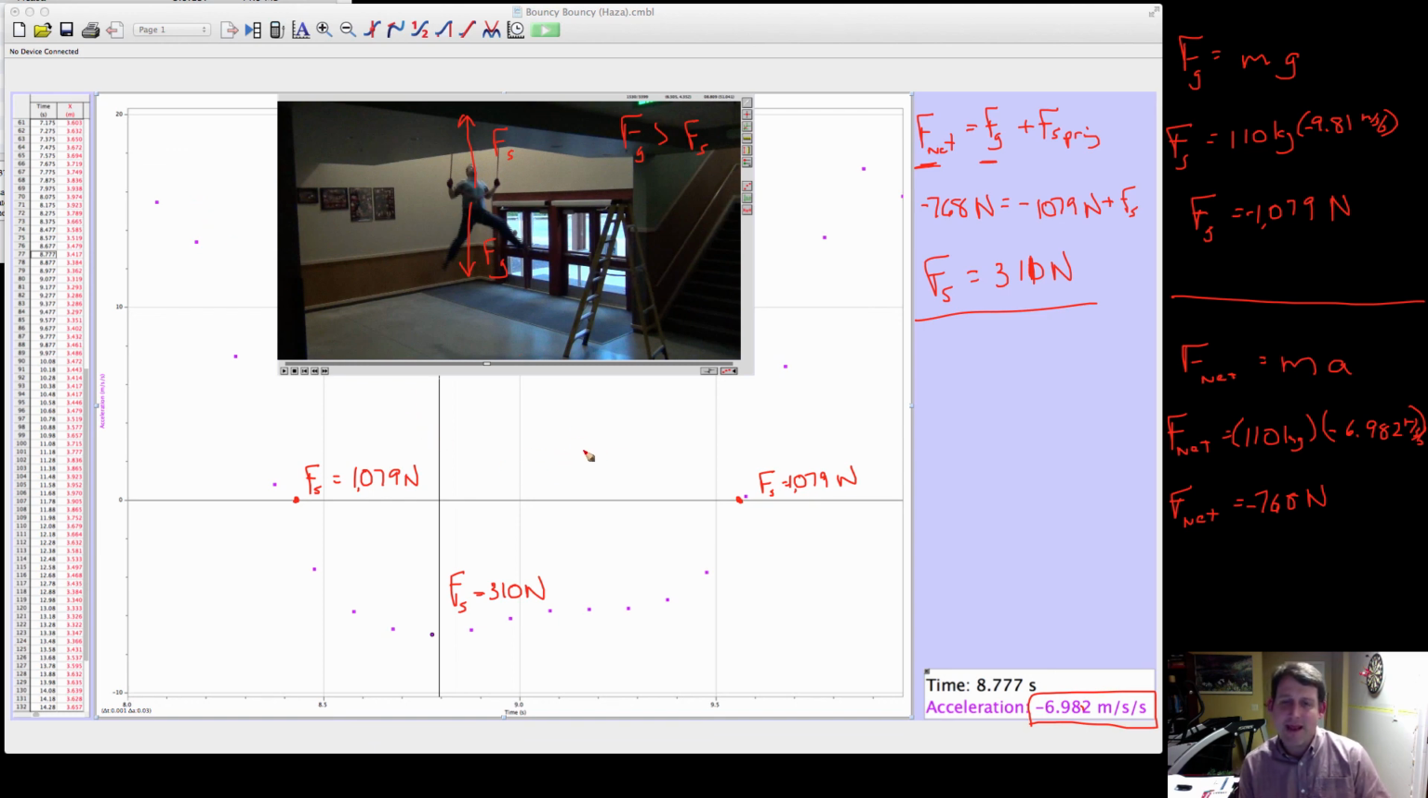So those are the main calculations you're doing here. You're going to have to find the net force and F sub g, and you know the sum of these two is equal to the net force. Bam, you're good. All right, I hope that helped.